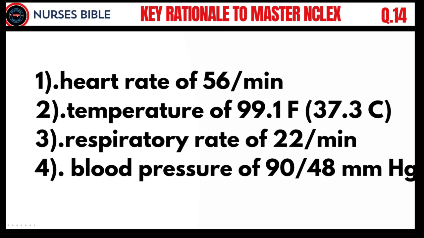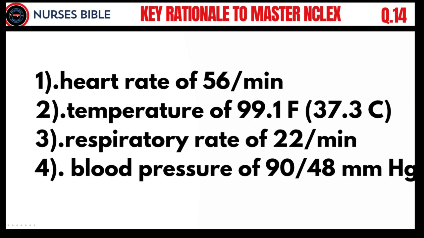Option 2 says a temperature of 99.1 degrees Fahrenheit. This is going to be an incorrect option. DIG doesn't really have any correlation with our temperature. Option 3 says a respiratory rate of 22 per minute. Again, an incorrect option. We don't really have a correlation much with DIG and a respiratory rate. Definitely wouldn't be a reason to avoid it.